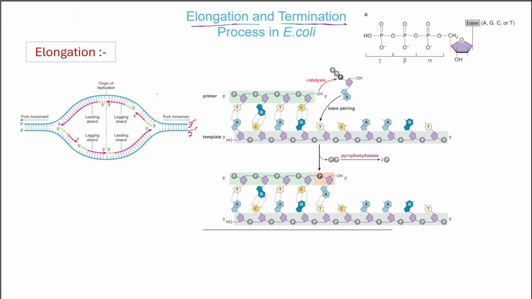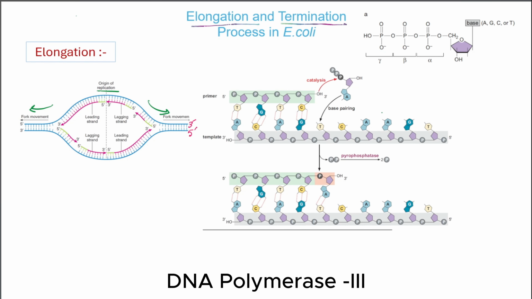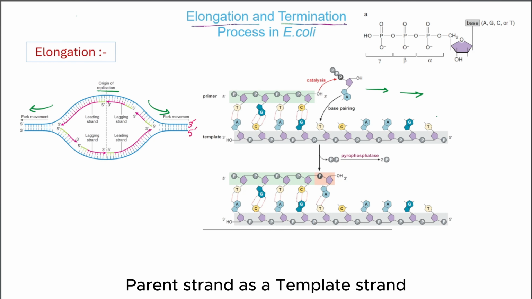Elongation proceeds bidirectionally. This is one direction, this is the other direction. This is the origin of replication site. In the elongation process, DNA polymerase 3 is the main enzyme responsible for synthesizing new DNA. It adds nucleotides to the growing strand, in the 5' to 3' direction, using the parent strand as a template.